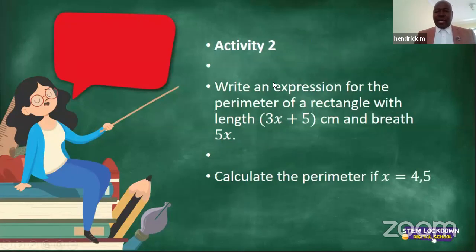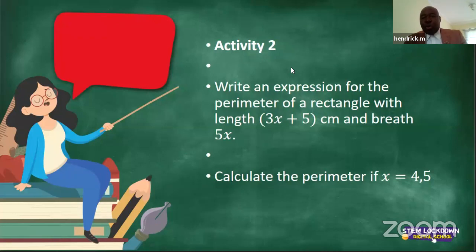Let's look at the next activity, which I've termed activity 2. Write an expression for the perimeter of a rectangle with the length 3x plus 5 and the breadth 5x. Calculate the perimeter if x is equal to 4.5. It can be 4.5 units, it can be any unit there. I think in this case, let's use centimeters, so x would be 4.5 centimeters.